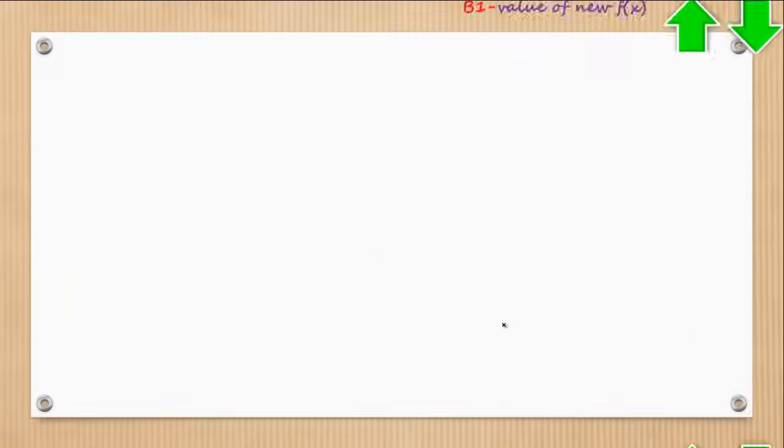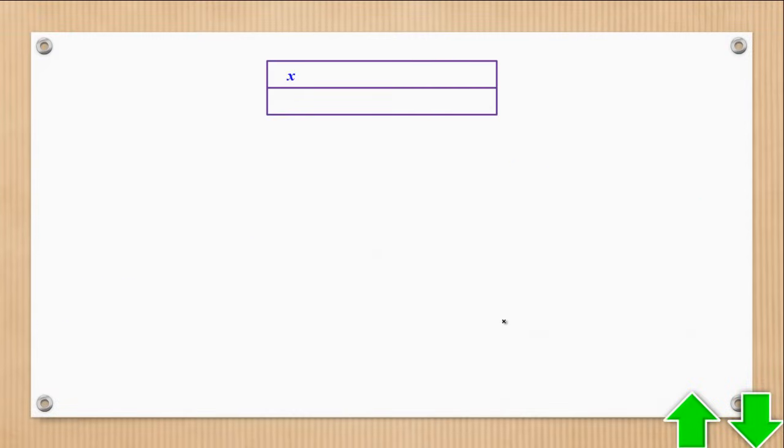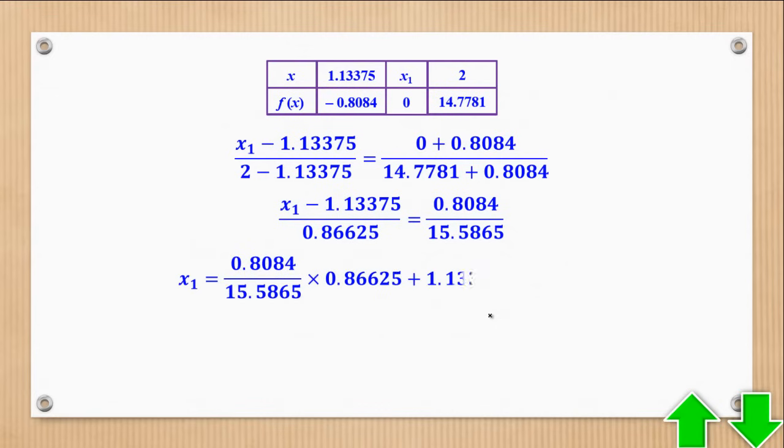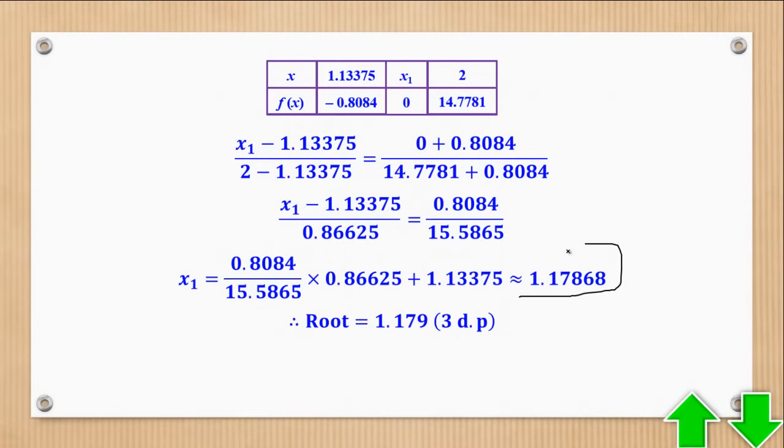Okay. So let's draw another table. We have now that. We have now x1. And we have 2. Then we shall still use interpolation. Equate quotients. Simplify. Make x1 the subject. So still 5 decimal places. Here they told us that we use it twice, so we stop there and round off this value to three decimal places, and that is all.